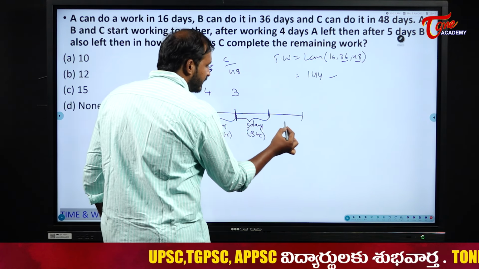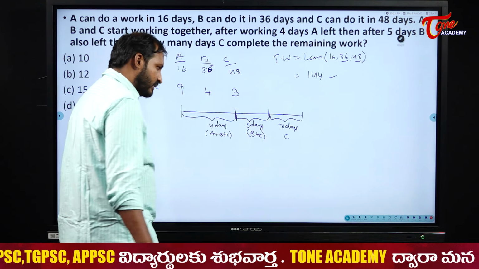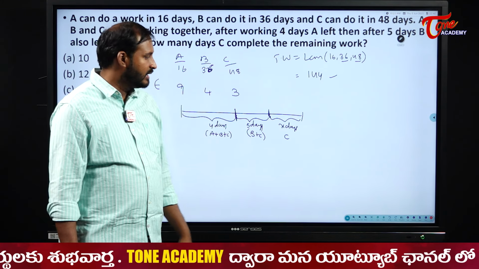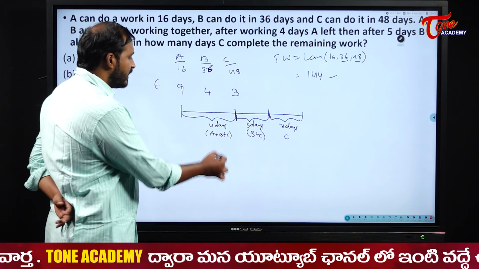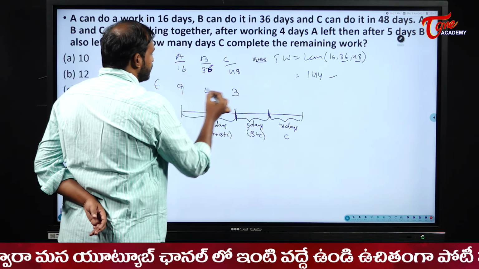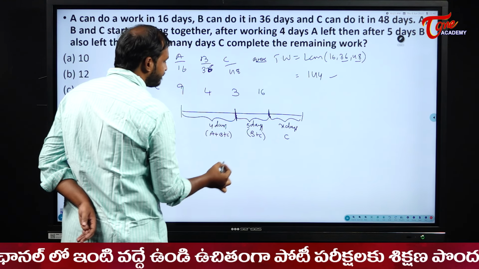And for the remaining days, let us assume this X days, who will work? C alone will work. By working in this manner, my total work 144 will be finished. Now, A, B, C and 4 days. What is their combined efficiency? 9 plus 4 is what? 13. 13 plus 3, it becomes 16.